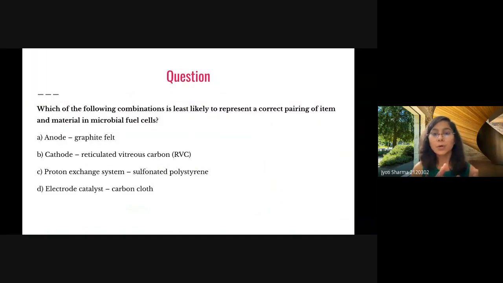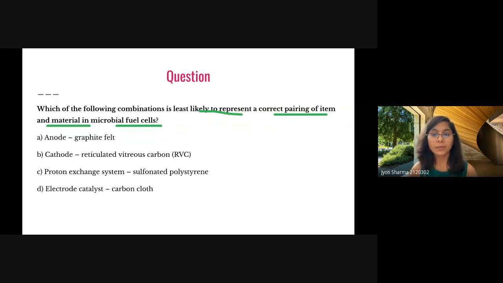Okay, so as I told you, because it is an electrochemical cell, right? So we need anode and we need cathode as well. So you have to tell me which combination is least likely to present a correct pairing of item and material in a microbial fuel cell. Anode, graphite felt; cathode, reticulated vitreous carbon; protein exchange system, sulfonated polystyrene; electrode catalyst, carbon cloth.